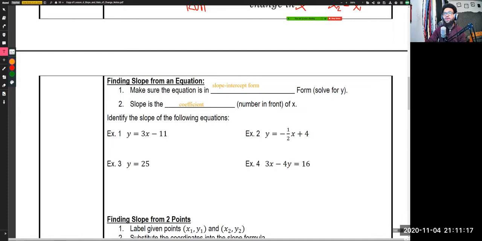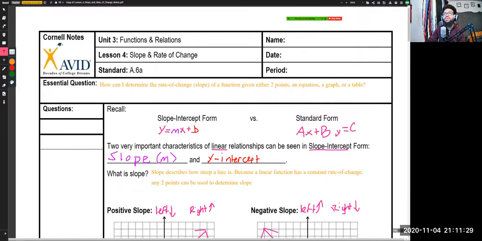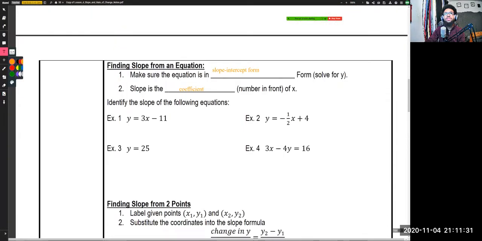So example 1 says y equals 3x minus 11. With our slope being our number in front of x, what color did I use for my slope? Purple. I'm going to try and keep the colors the same when I'm doing this. Purple is my m right here. This is the number in front of x. So I'll have m equals 3. That's going to be my slope for this equation, okay?